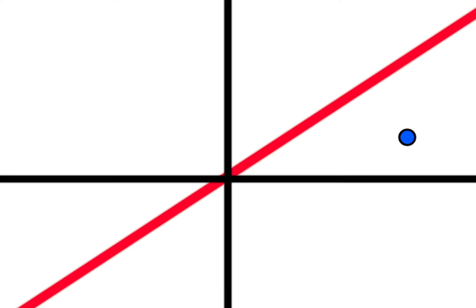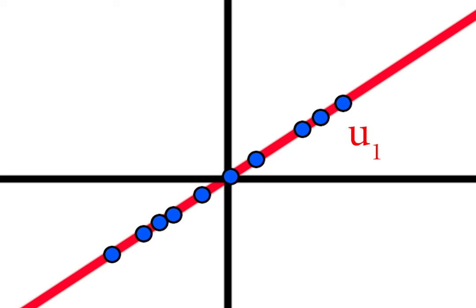The line that we are looking for is not the line of best fit in linear regression. The line of best fit tries to minimize the vertical distance, while our line tries to minimize the perpendicular distance. If we wanted to stop there and project all our points onto u1 to form a different dataset, then we could do that and keep most of the variance.